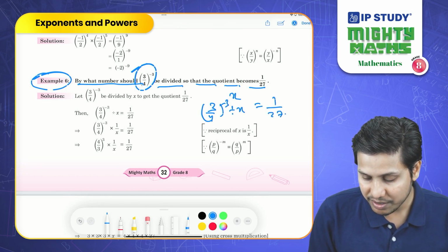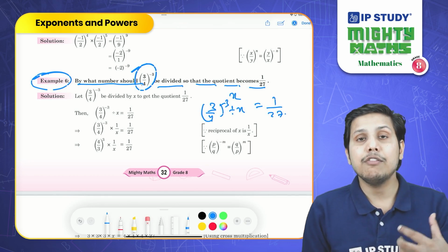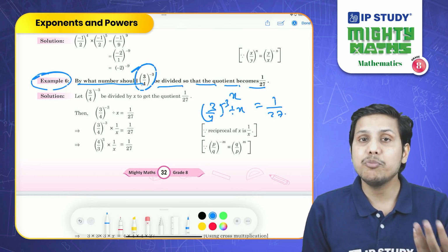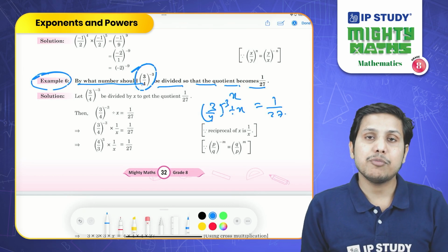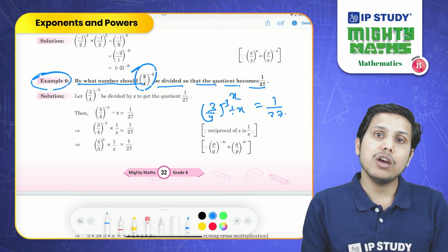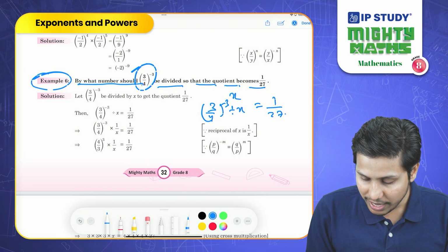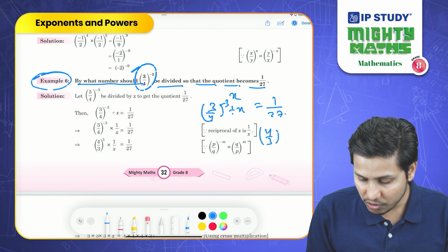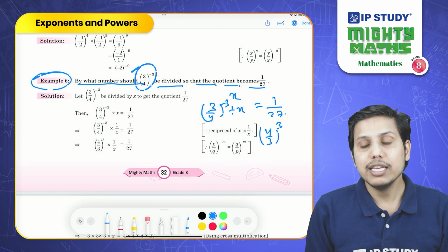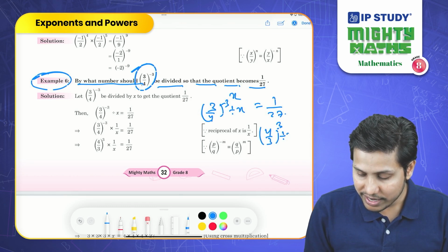Now if we simplify it, first of all we have to convert this negative exponent to a positive exponent. In any problem, the first step is to convert negative exponent to positive exponent. So here we'll have 4 over 3 raised to the power of positive 3. Yes. Now we have divided by x is equal to 1 over 27.